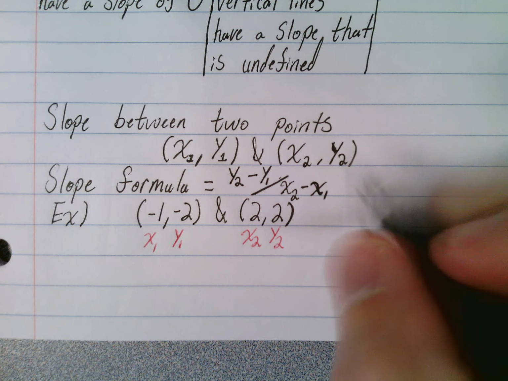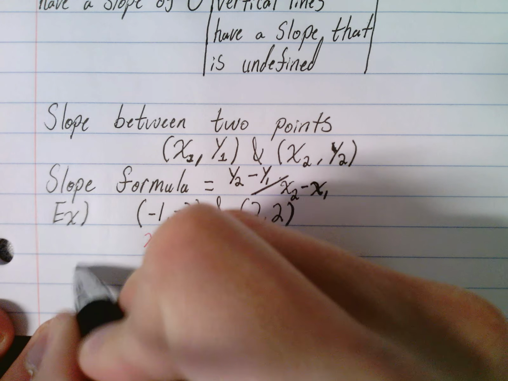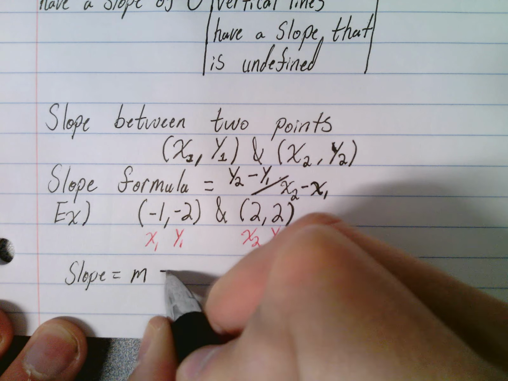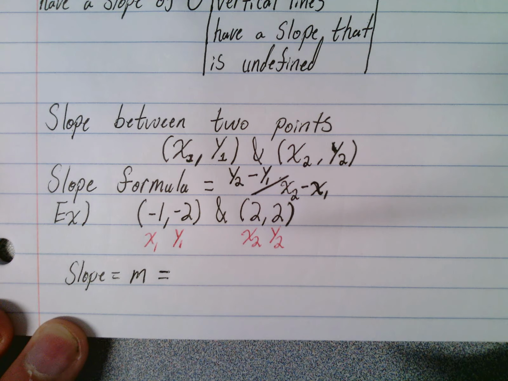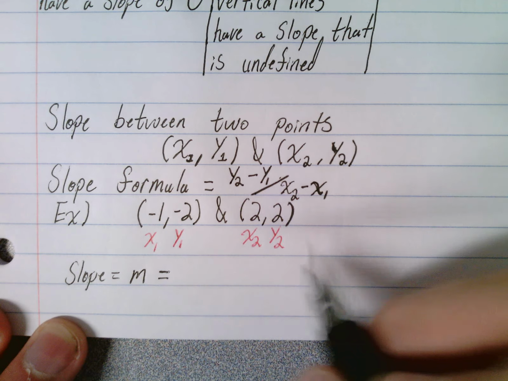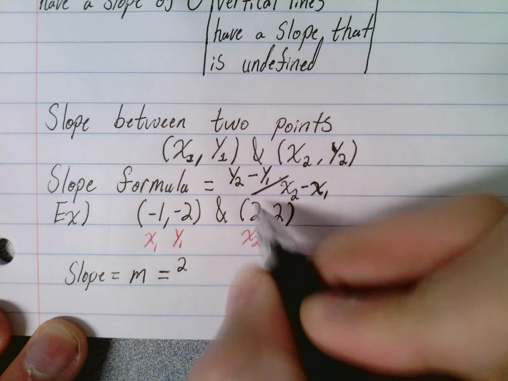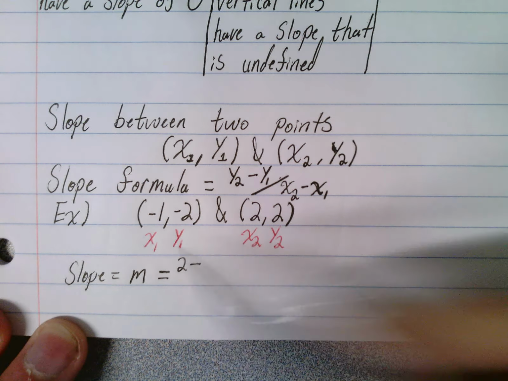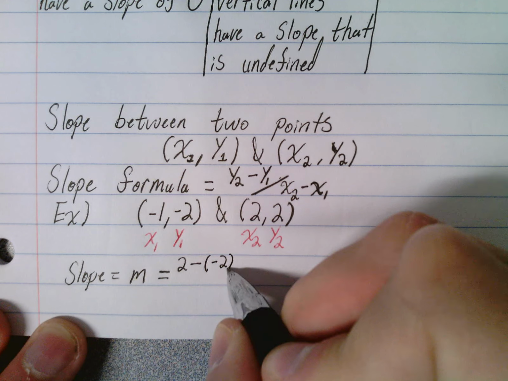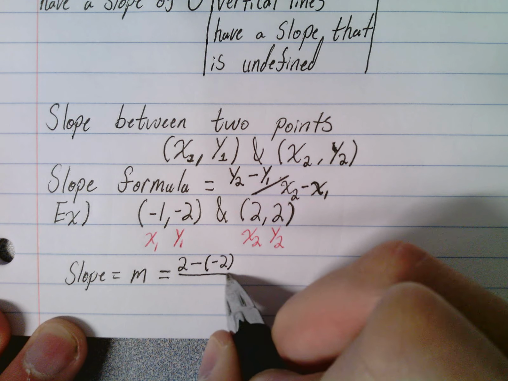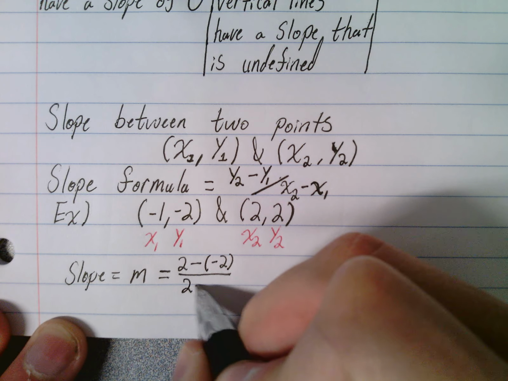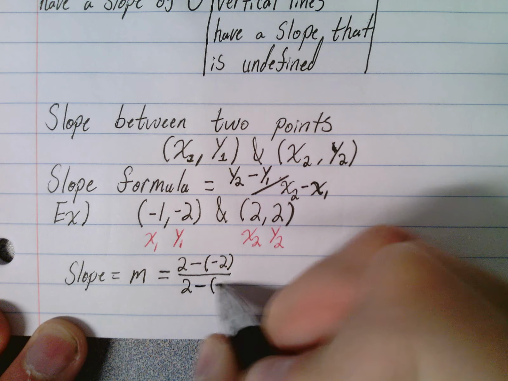So I will say my slope, and we're going to call our slope m, so we don't have to write the word slope every time. M is equal to, our y2 is what? 2 minus, what's our y1? Minus -2. Over, what's our x2? 2. What's our x1? Minus -1.